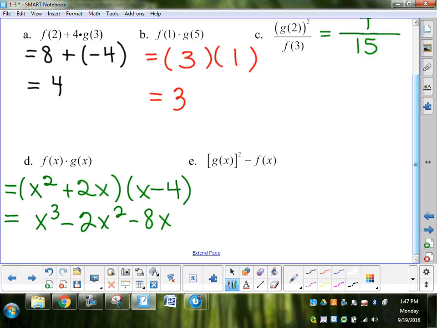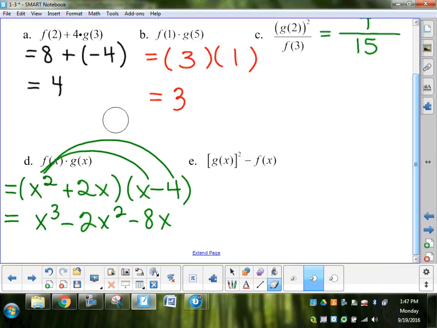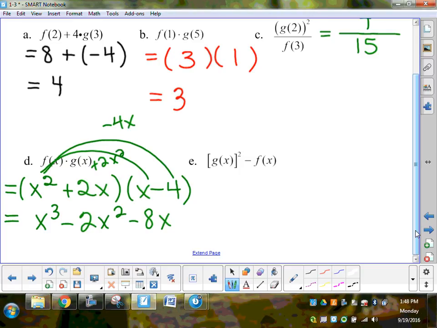So when we do this, first terms give us that. The outside terms would give you a positive 4x squared. And the inside terms, oh sorry, it's a negative 4x squared, that's why. And then the inside terms would be a positive 2x squared. Questions on that?